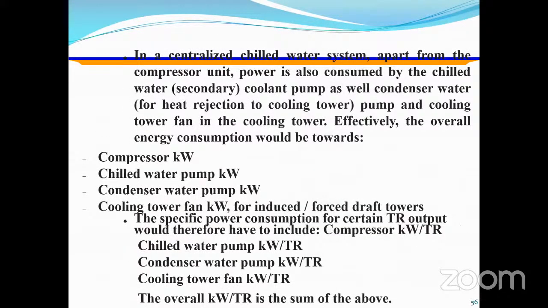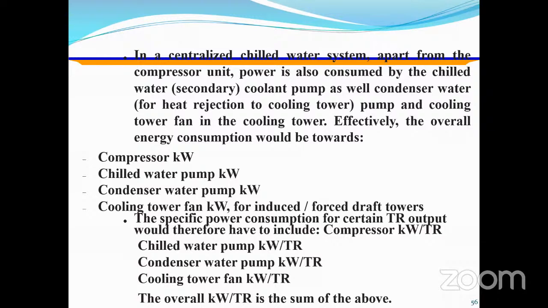In a centralized chilled water system, apart from the compressor unit, power is also consumed by the chilled water, that is secondary system, coolant pump, as well as the condenser water pump for heat rejection to the cooling tower, and the cooling tower fan. Effectively, the overall energy consumption would be towards compressor kilowatt, chilled water pump kilowatt, condenser water pump kilowatt, and cooling tower fan kilowatt for induced draft towers.